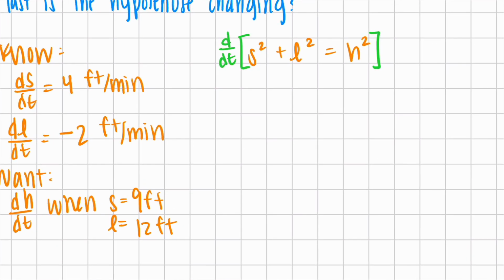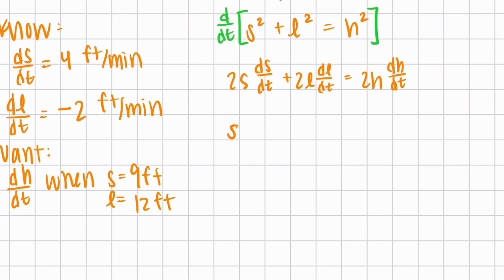So I'm going to start with s squared. That's going to be 2s ds/dt. We need to chain rule the s, and the derivative of s is ds/dt. Next, the derivative of L squared is going to be 2L dL/dt, equals 2h dh/dt. To make it simpler, I'm going to divide each term by 2. You definitely don't have to do that to solve the problem, it just makes it a little bit simpler.